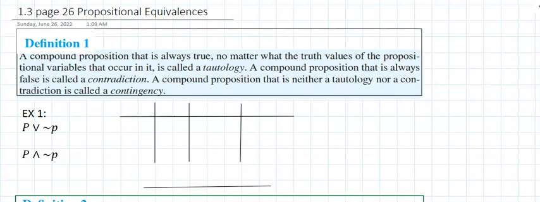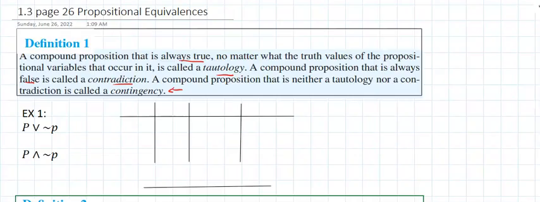Section 1.3 is on page 26, talks about propositional equivalence. We start off with a definition: a compound proposition that is always true, no matter what the truth values of the propositional variables that occur in it, is called a tautology. A compound proposition that is always false is called a contradiction. And a compound proposition that is neither a tautology nor a contradiction is called a contingency.